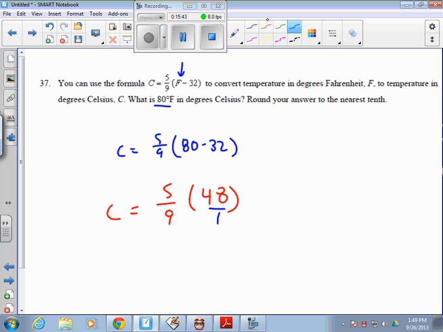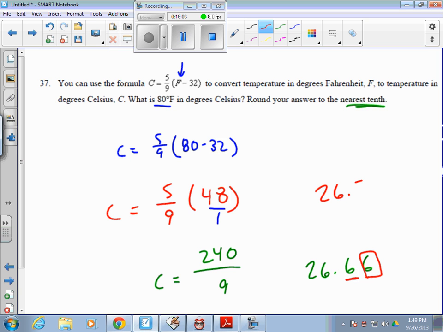When you multiply straight across, 5 times 48 gives you 240. 9 times 1 is 9. So 240 divided by 9 is 26.66, and it keeps on going. It says round to the nearest tenth, so that means we want the digit right after the decimal. This tells us it has to go up 1 since it's 5 or greater. So 26.7, and that's degrees Celsius.